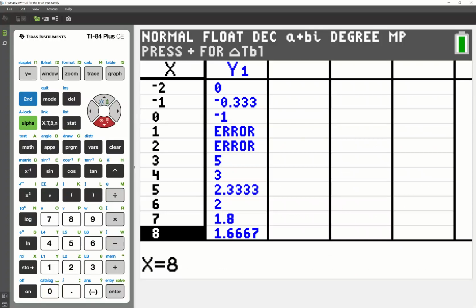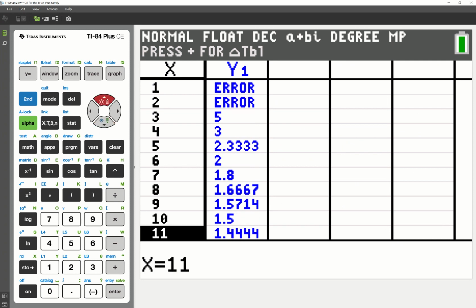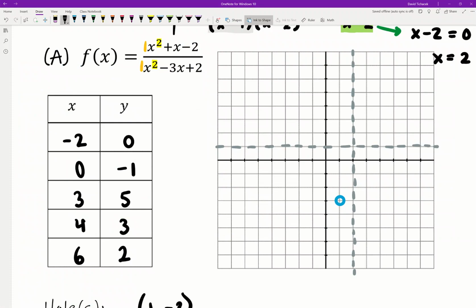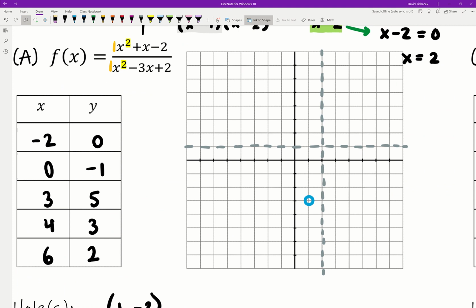Okay, and you don't have to stick with just those points. Keep in mind, you can use your up and down arrow, and you can go ahead and get some other values to plot if you really wanted to. The more points you plot, the more complete picture you're going to have here. But at this time, I'm just going to go over to the graph and draw some of these points here, right? So we have -2, 0. We have 0, -1, and then we have 3, 5, and then 4, 3, and then 6, 2.